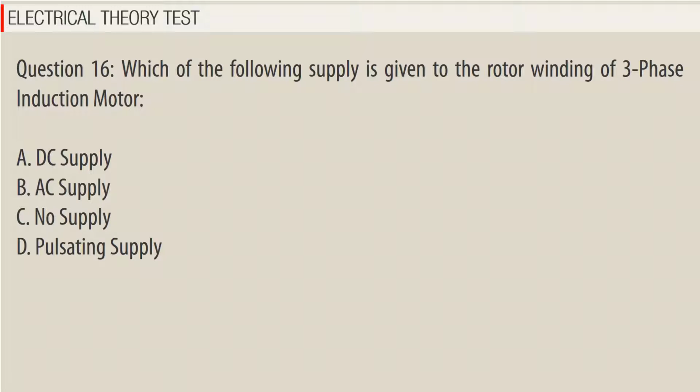Question 16. Which of the following supply is given to the rotor winding of a three-phase induction motor? A. DC supply. B. AC supply. C. No supply. D. Pulsating supply.